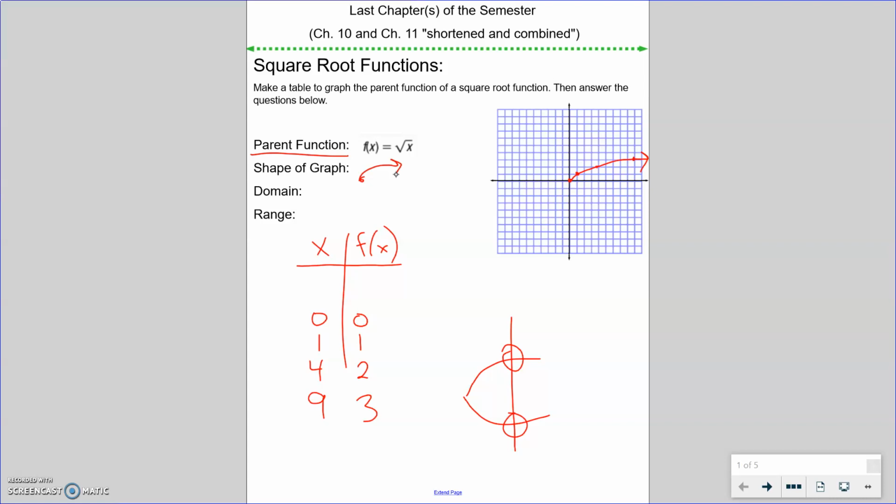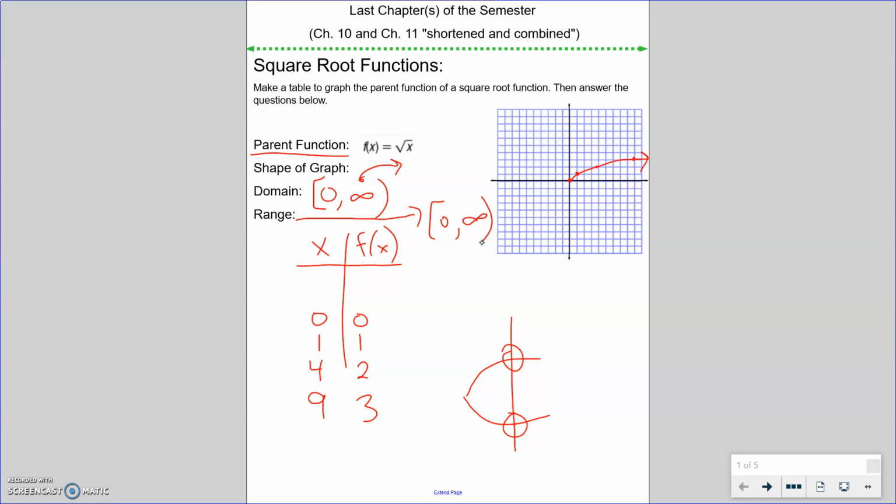If I'm looking at the domain, domain is talking about your x values. It starts at 0, and 0 is included, and it keeps going forever and ever, right? That arrow at the end lets me know it keeps going. Now the range, running out of room here, the range is all your y values, which also start at 0. And since it keeps going forever to the right, it's also going up slightly every single time. So the range and the domain are actually the same for both of those.